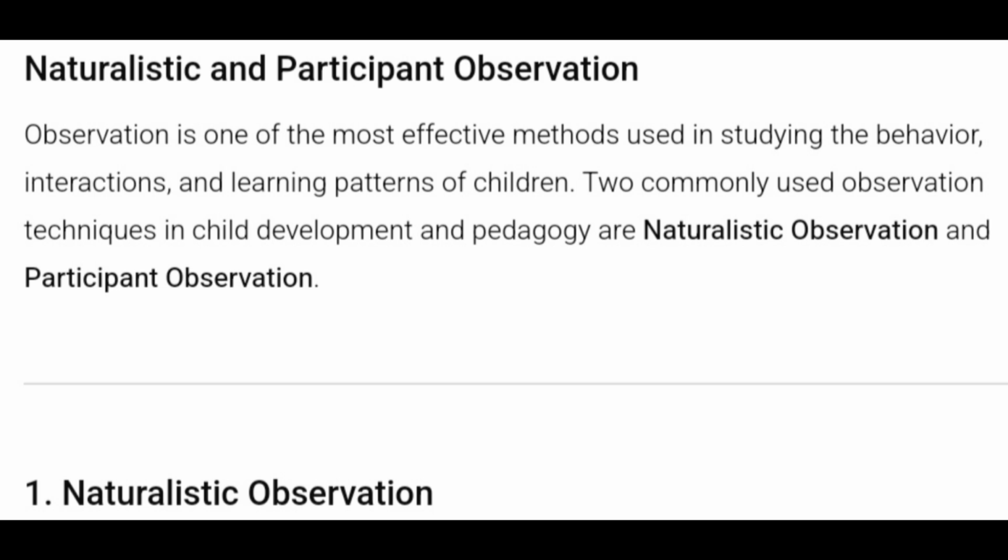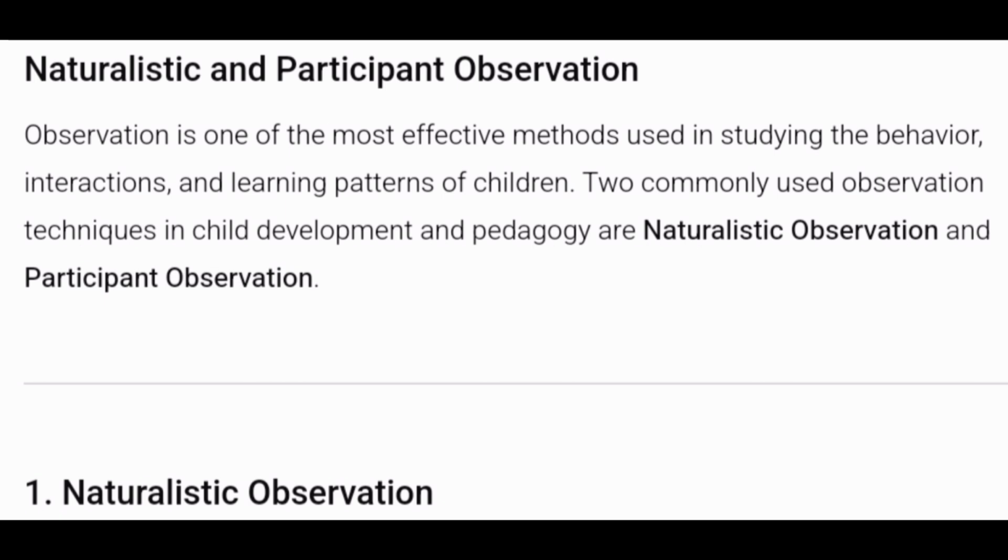So we know that there are different types of child study methods. How can you study a child? You can study a child through case study, through anecdotal records, through reflective journals, through naturalistic behaviors, and through participant observations, and many more, right? But today in this class we are going to talk specifically about naturalistic and participant observation. So these are the two types of observation methods in which we study the child.